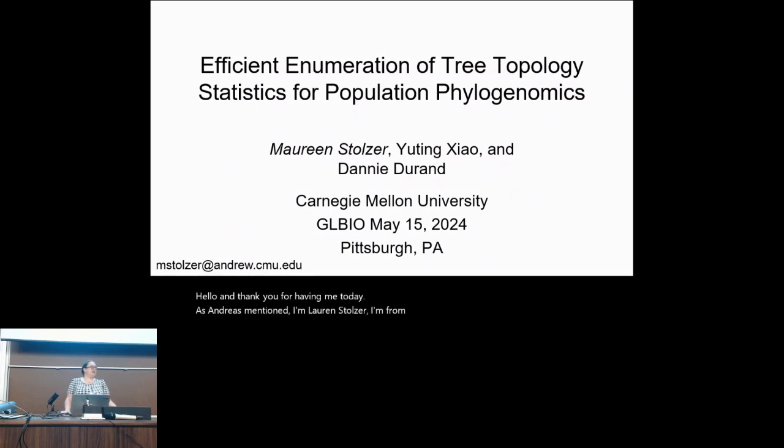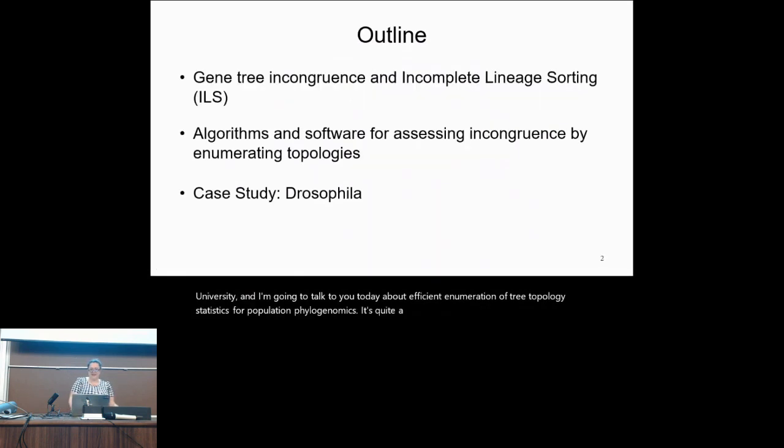I'm from the Duran Lab here at Carnegie Mellon University, and I'm going to talk to you today about efficient enumeration of tree topology statistics for population phylogenomics. It's quite a mouthful. So for my outline today, I'm going to have three major sections.